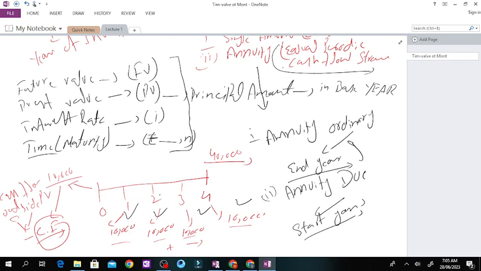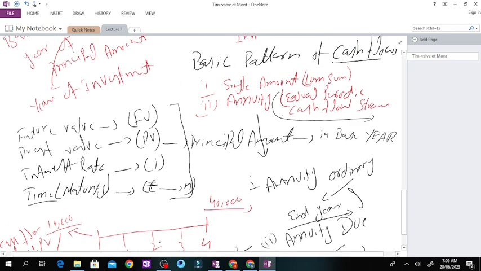We have different formulas. First we will see the time value of money in the case of a single amount, and then we will see it in the shape of annuities. So we have two different cases: the first we will see with a single amount, and the other would be the annuity case. So that is the basic overview of the time value of money. In the next lecture we will solve a few questions to get a better understanding of how these things work.